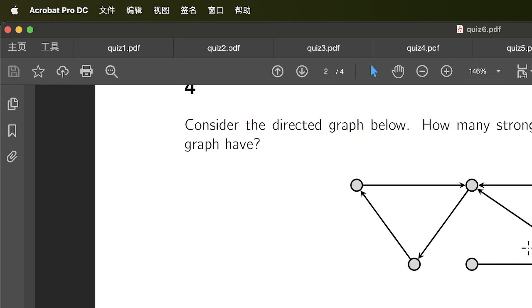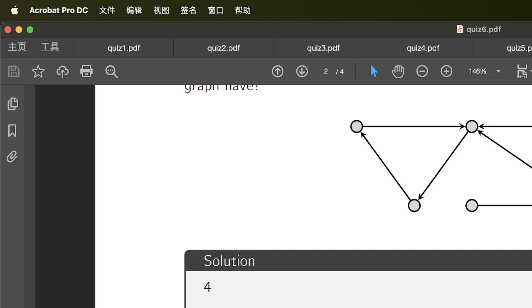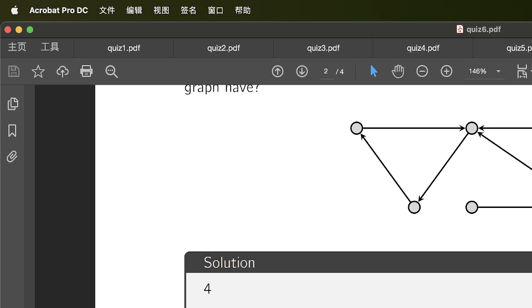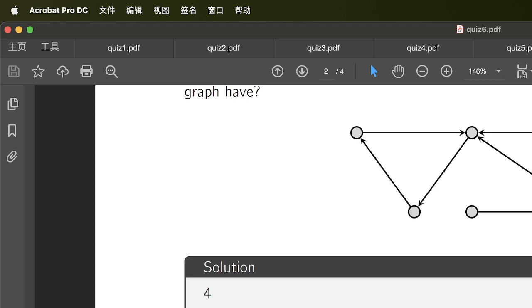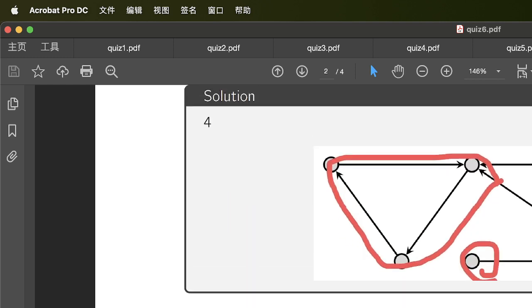So for SCC, that means each node in this group has a path to reach all the other nodes. We got the first SCC here, because from this one can reach this one, can reach this one. Yeah, they are strongly connected. And we got 3 separate ones. So we have a total of 4 SCCs. This seems similar to that one, but they're different, right? Because from this node we can go to this node, but we cannot go back. Okay, the answer is 4.